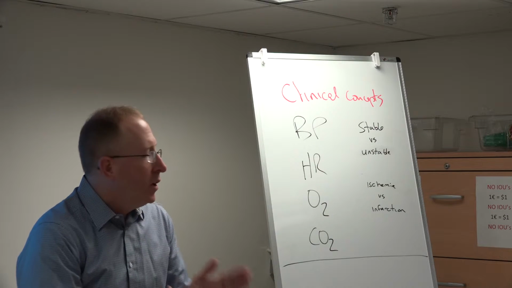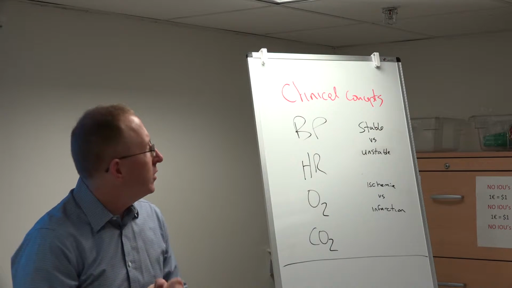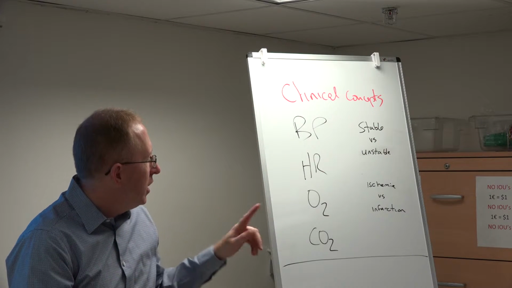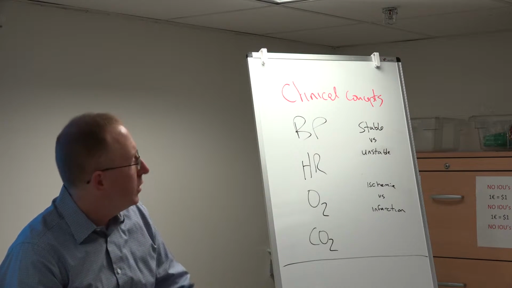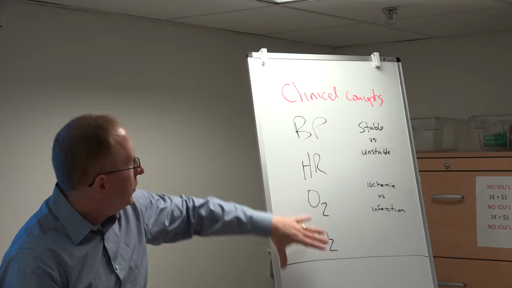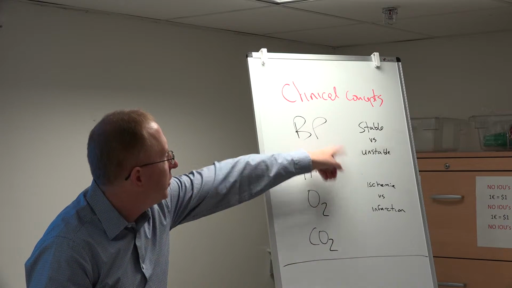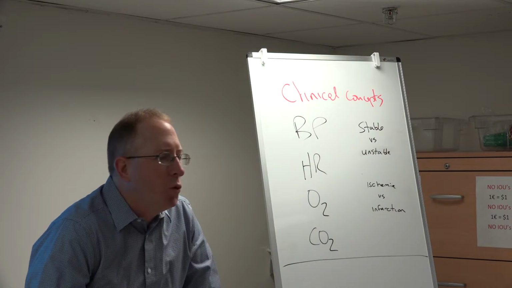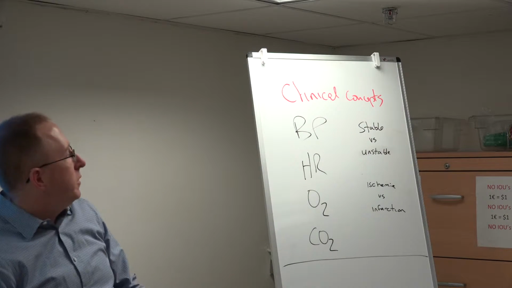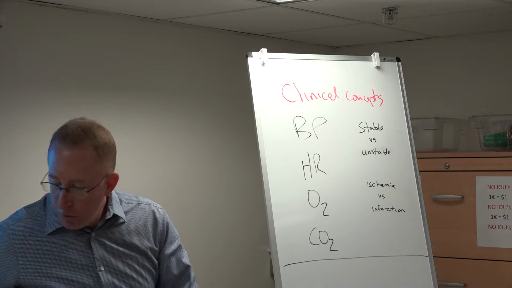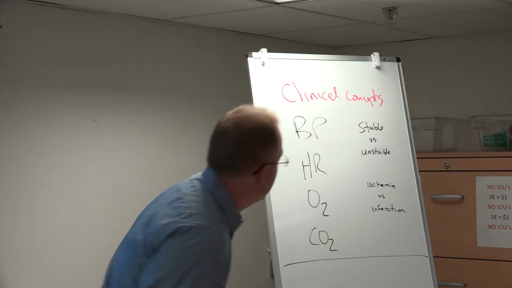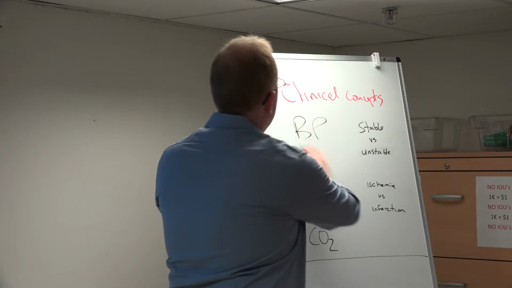Okay? So in this first clinical concepts, we're going to talk about these here. Blood pressure, heart rate, oxygen, carbon dioxide. I'm going to talk about what this relates in terms of stable versus unstable, and then a little bit about the differences between ischemia and infarction. All right? So, with your preparatory work, we talked a little bit about vital signs overall.